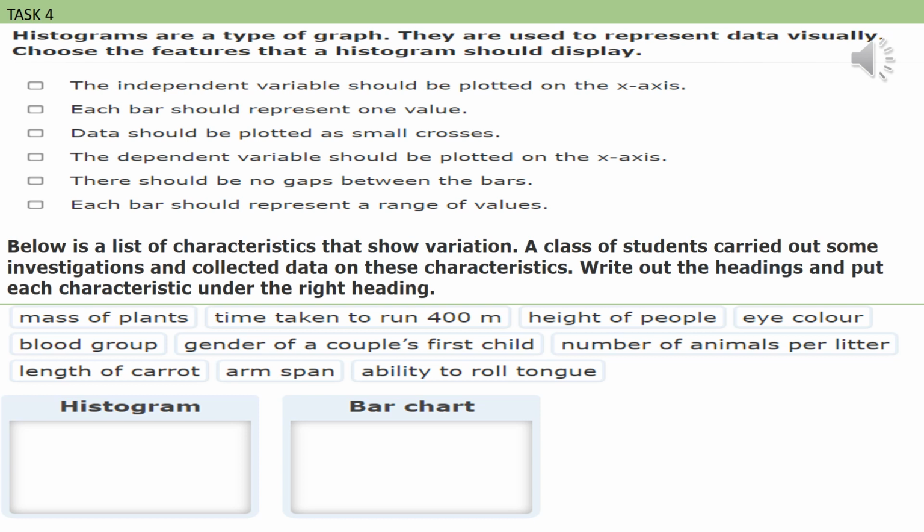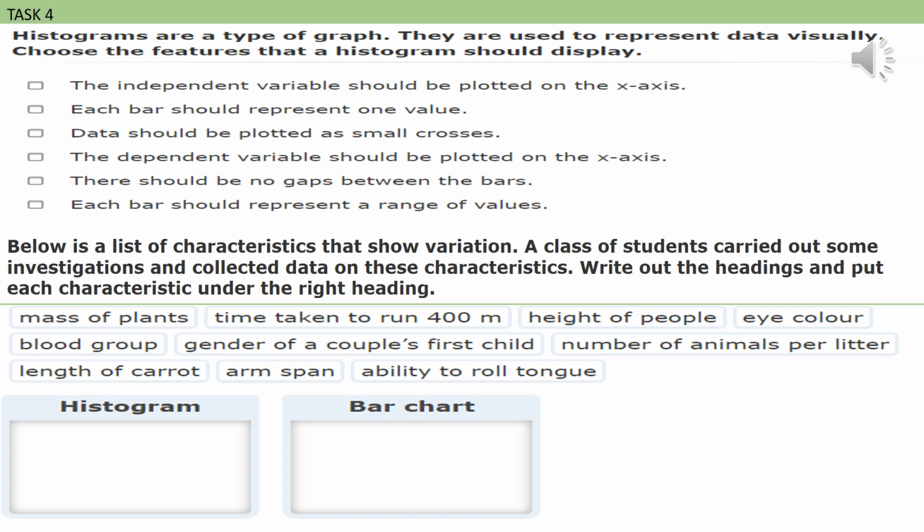And then thinking about that, and thinking about variation and how we show that, a student carried out an investigation and collected data on characteristics. I want you to write out the headings here and put each characteristic under the right one. So the characteristics you've got are the mass of plants, the time taken to run 400 metres, the height of people, the eye colour, the blood group, the gender of the couple's first child, number of animals per litre, length of a carrot, arm span, the ability to roll your tongue.